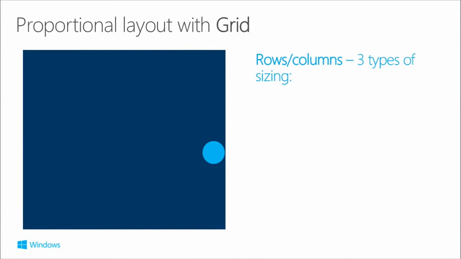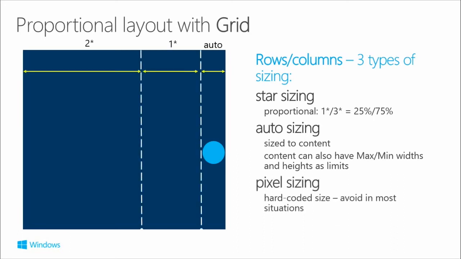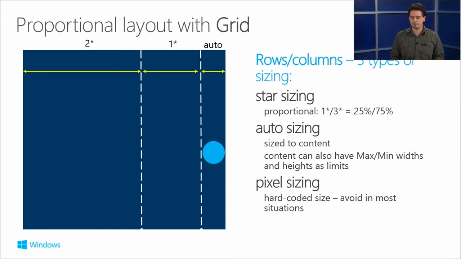Instead, we can do something, and this is where the grid layout really comes out to shine. Because the grid layout gives us a really fantastic way of doing proportional layouts, with a couple of different ways of sizing things that work really well for responsive design. The first one is star sizing, which I'm going to show before I jump into the other ones. Star sizing is proportional. If we have 1 star and 3 star, we add those two together, we get 4. So we get 1/4 and 3/4, 25% and 75% of whatever space is available.